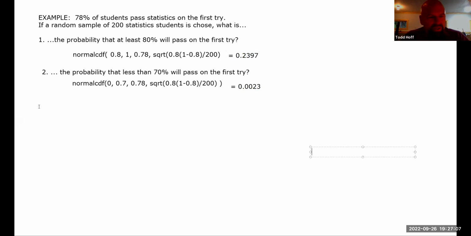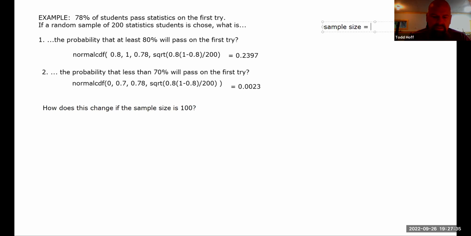So the next question I want to ask is, how does this change if the sample size is changed to 100 students instead of 200? What would that make a difference? Well, let's redo both of these probabilities for a sample size of 100. I'm going to do the bottom one down here first.